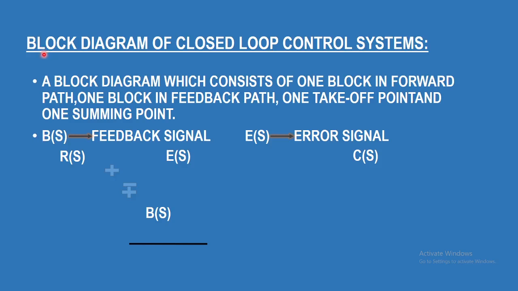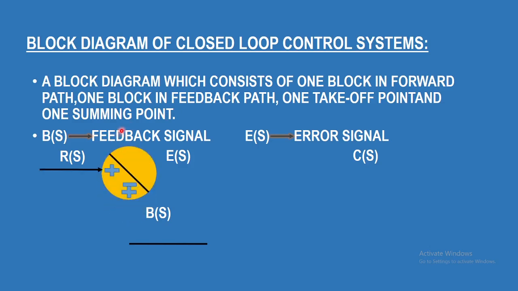Today we are going to see what is the block diagram of closed loop control system. Whenever you take a closed loop control system, we already know that you will have one block in the forward path and one block in the feedback path, and you will have one takeoff point as well as one summing point. So let us take the block diagram of a closed loop control system.